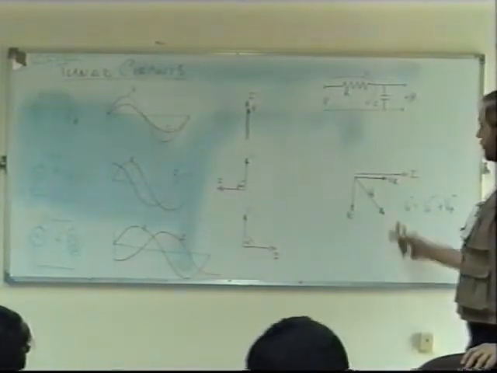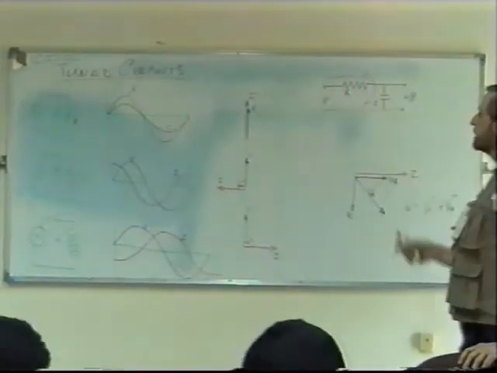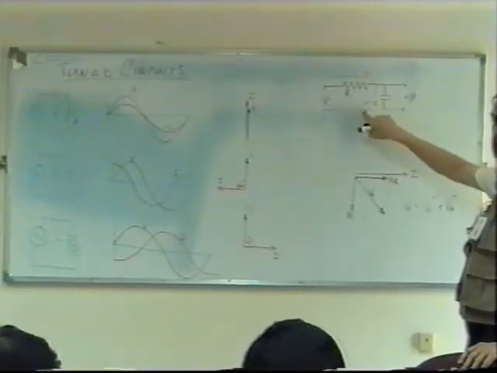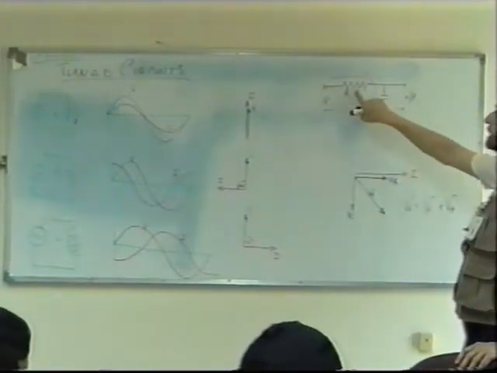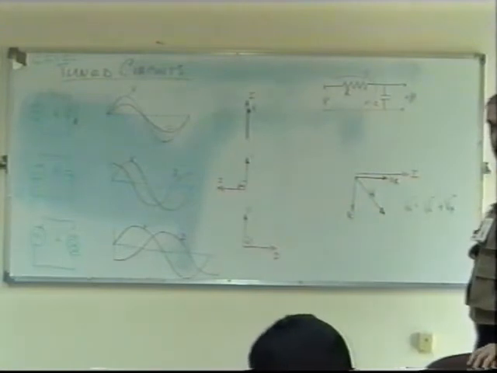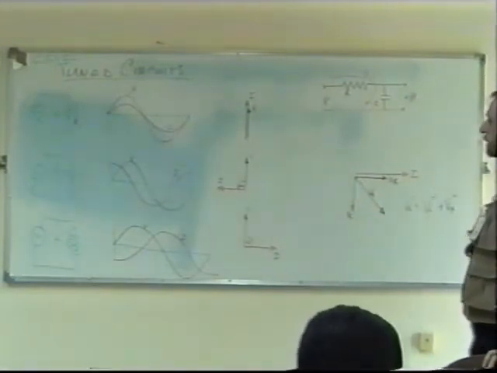This is really basically how our vectors work in a complex circuit. A complex circuit is anything that contains more than one element. Here it contains a resistor and a capacitor, so we call it complex for that reason, complex impedance.